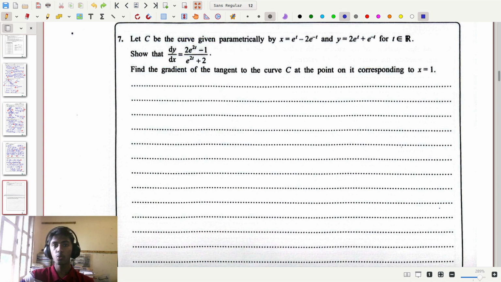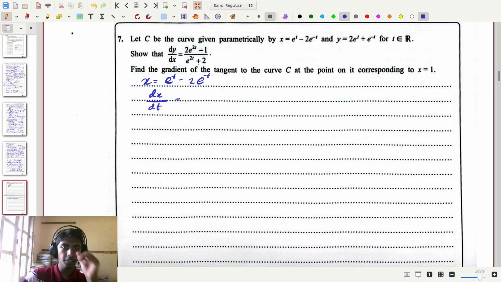To start, we are going to need to find dx by dt and dy by dt. The reason is that if we find those, we can use the chain rule to substitute dy by dx as dy by dt times dt by dx. So let's go. To start off, let's write down x equals e to the power of t minus 2 times e to the power of minus t. Now let's take the derivative with respect to t. So we do dx by dt.